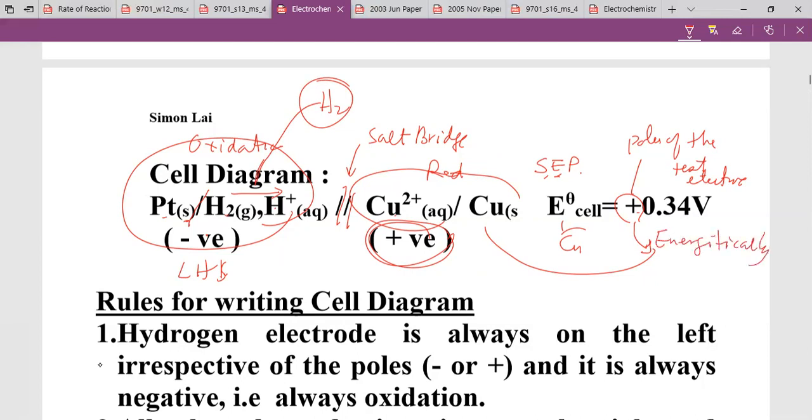Energetically what? Feasible. What is feasible? It means this reduction, copper 2 plus going to copper, will happen when you compare with hydrogen. That means feasible. If it's negative, it means that it won't happen. It means the reverse will happen.